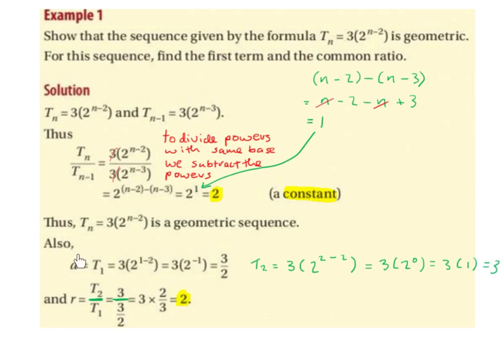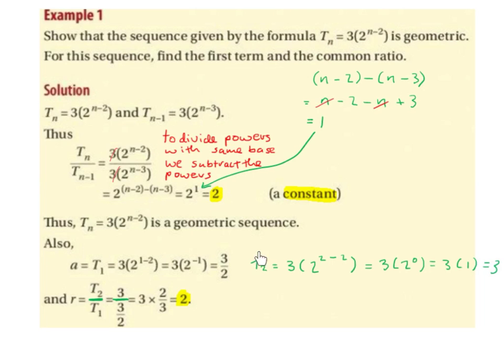So, A is going to be equal to T1, so the first term is T1. And that's going to be 3 times 2 to the power of 1 minus 2. So swapping that n for 1, because we're interested in term 1. 1 minus 2 is minus 1. And 3 times 2 to the power of minus 1 is 3 over 2.